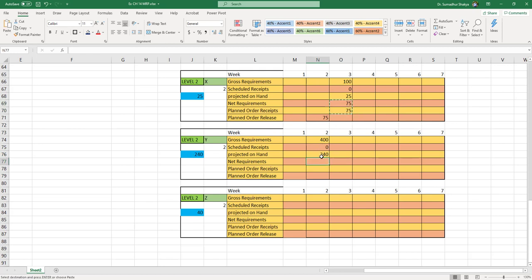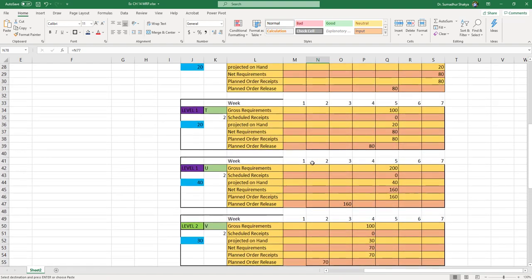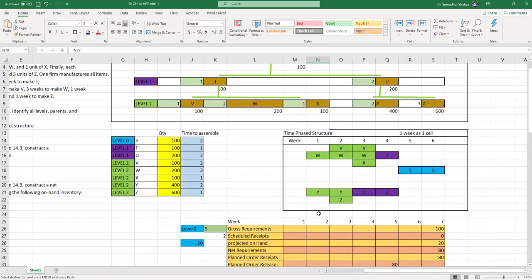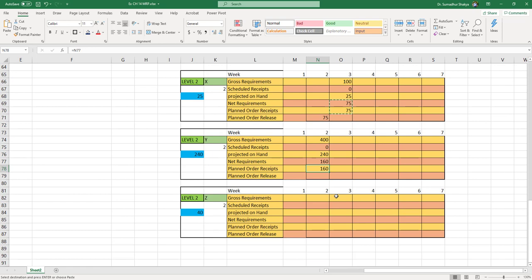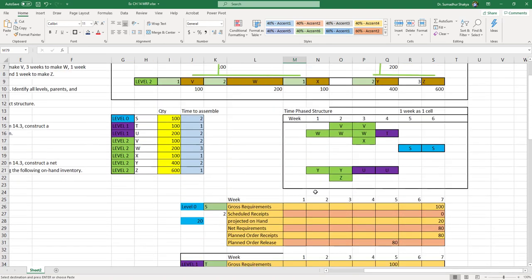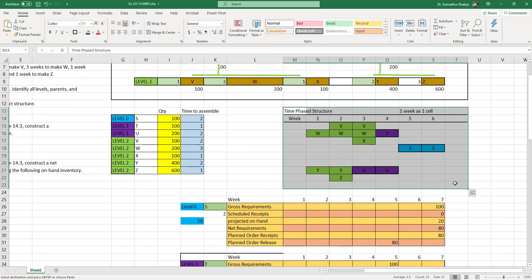requirement is going to be 400 minus 0 minus 240, which is about 160 units only, and it takes 2 weeks to make Y, so I should release the order 2 weeks earlier. So let me see if these are aligned. Oh, this is not aligned.